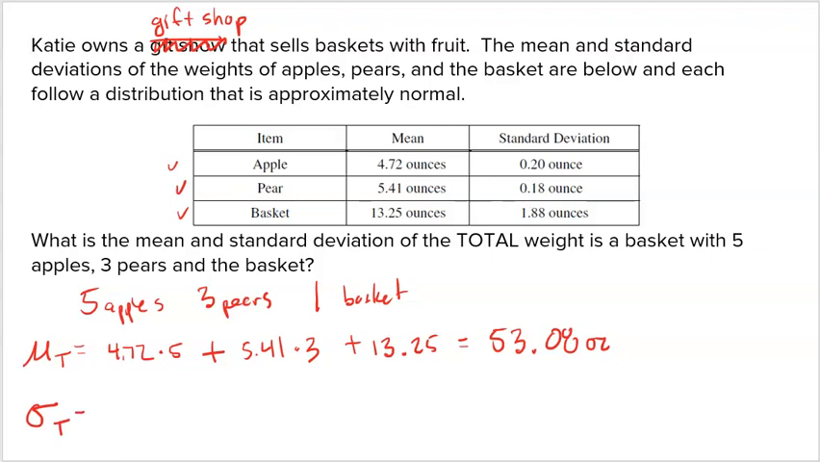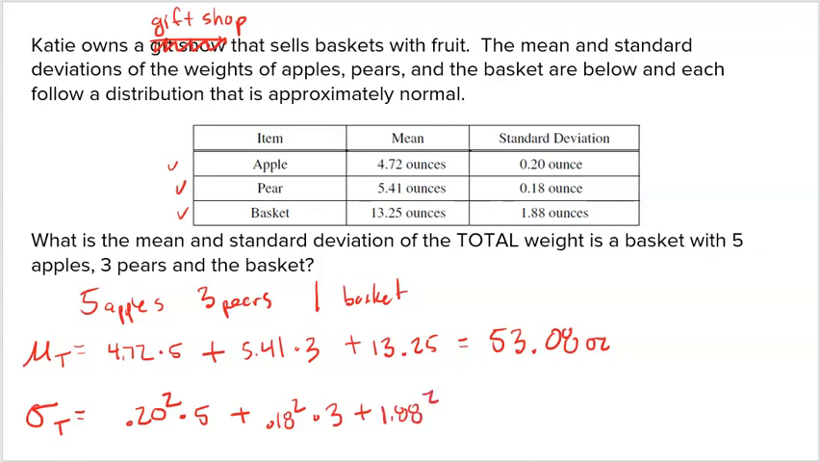So of course, there's a standard deviation that comes in as well. Now, once again, I need to work with variance. So the variance for 1 apple is 0.2 squared. But I got 5 apples, so I got 0.2 squared five times, multiplied by 5 to make it a little bit easier. Then I have 0.18 squared. That's the variance for a pear, and I got 3 pears. So I got 0.18 squared, 0.18 squared, 0.18 squared for my 3 pears. And then I got the basket, which is 1.88 squared.